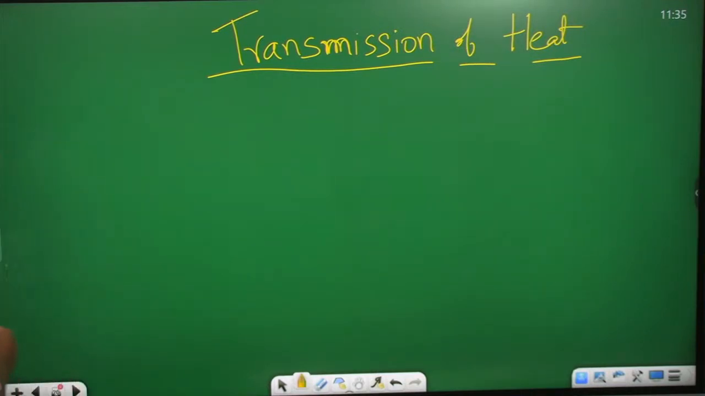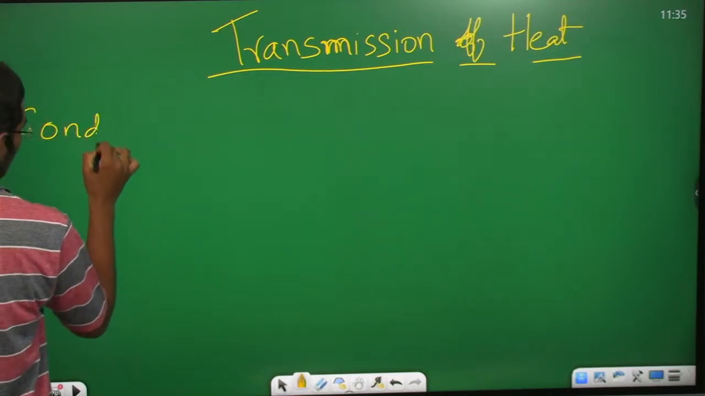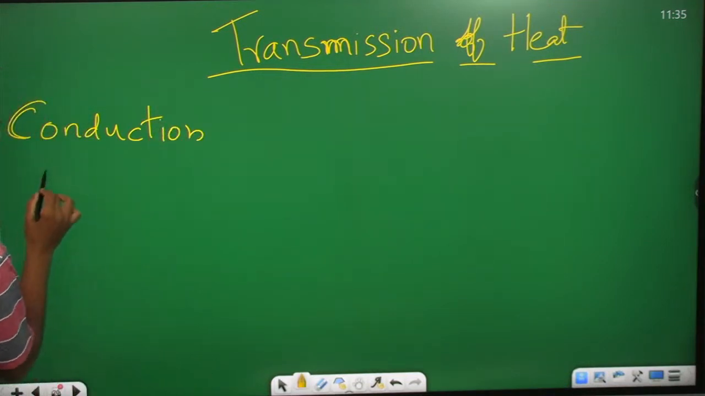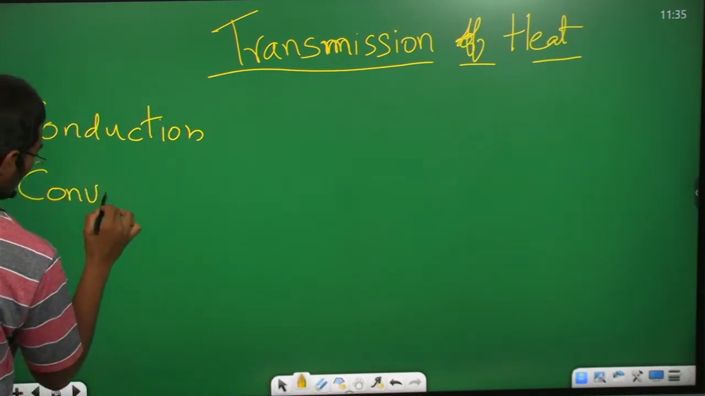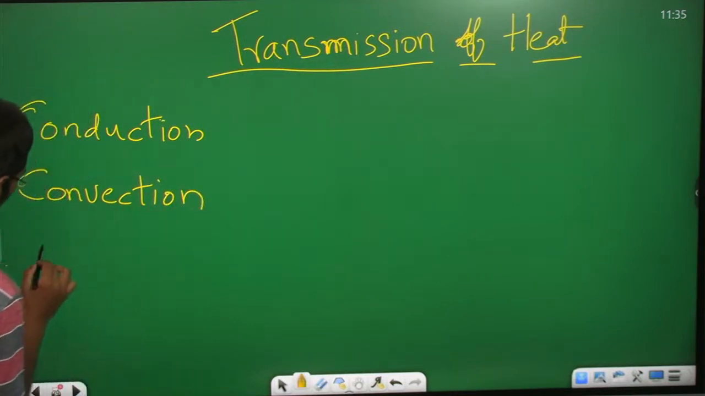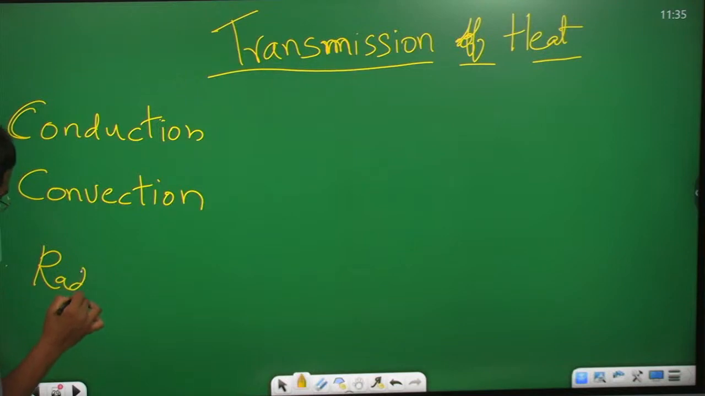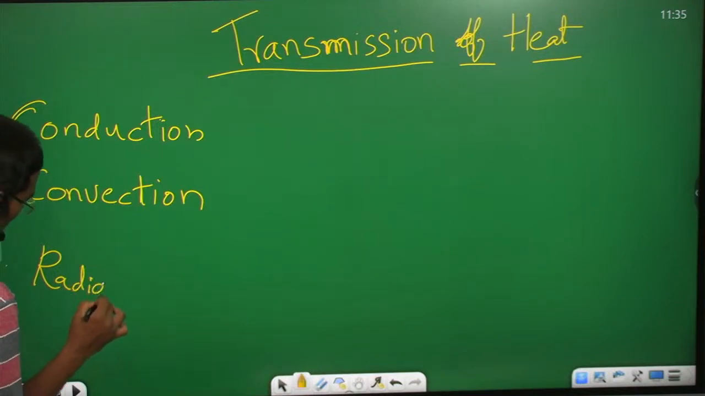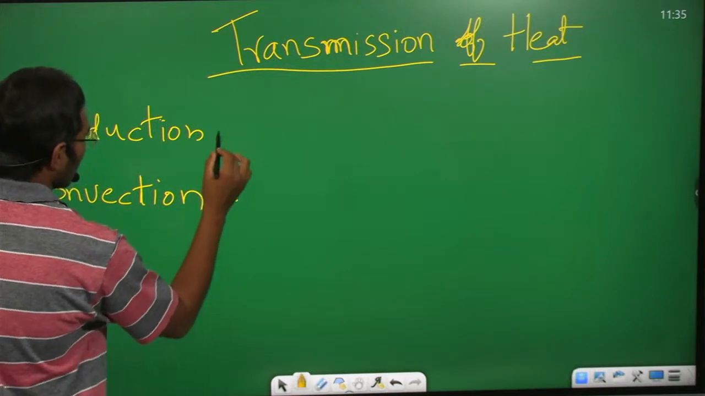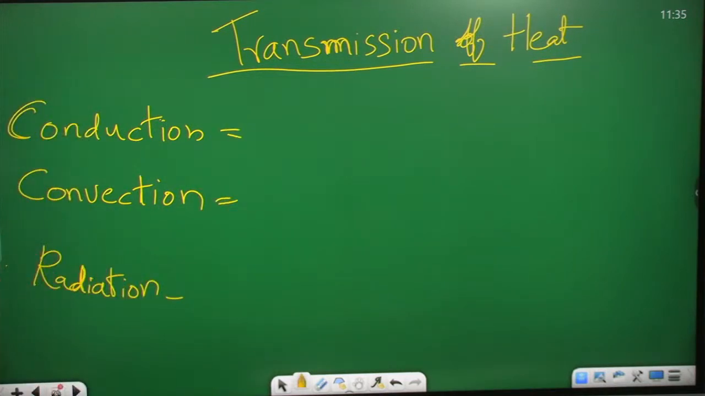See, what are the different ways of transmission? Conduction, convection, radiation. Okay. See, write the formulas that you know for conduction, convection and radiation.